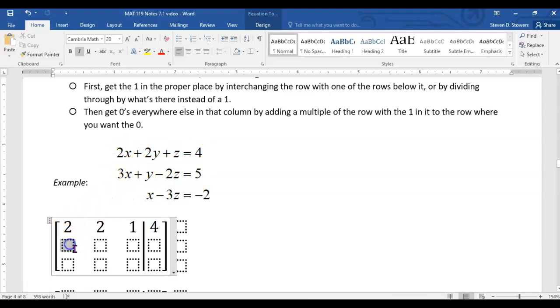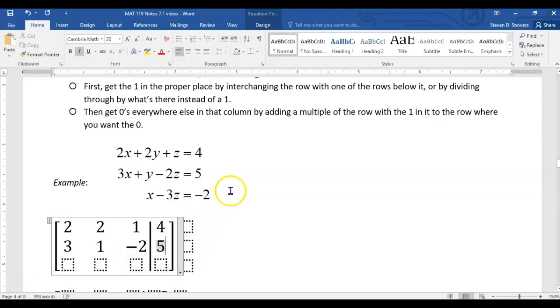What are the numbers that I'm going to put into the second row of the matrix? They are 3, 1, -2, because it's minus 2z. The coefficient on z is -2, so that goes in here, and 5. And what about the bottom row?